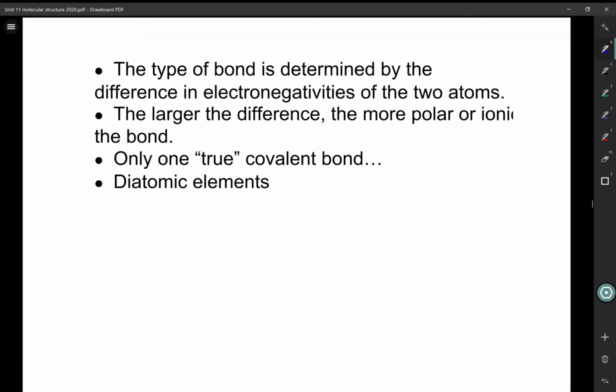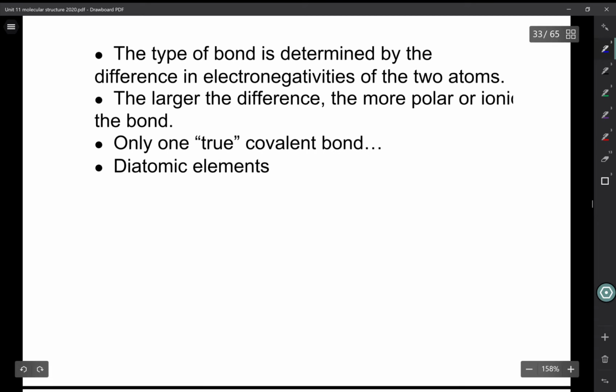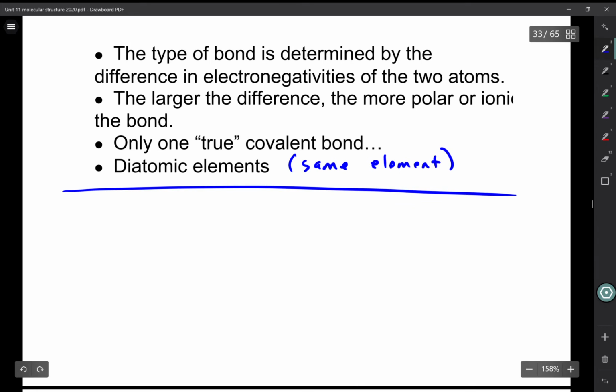So the type of bond is determined by the differences in electronegativities of the two atoms. All right, now you don't have to memorize the numbers. You just have to know which one's more electronegative than the other based on the periodic table. All right? And only true covalent bonds are diatomic elements, where they're the same element. Because if they're the same element, that means they have the same electronegativity, and one atom's not pulling any more than the other one.